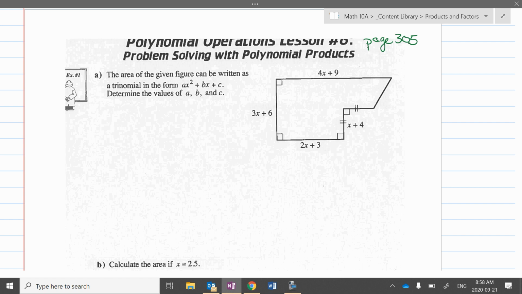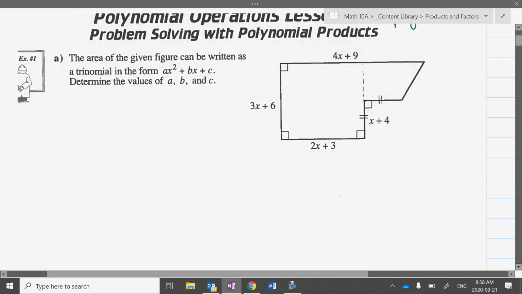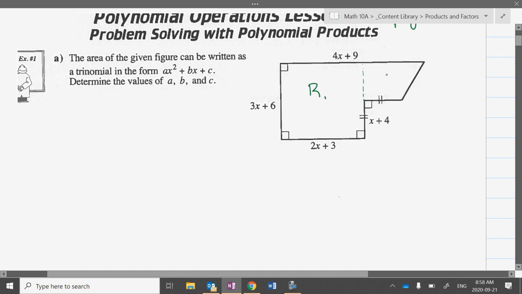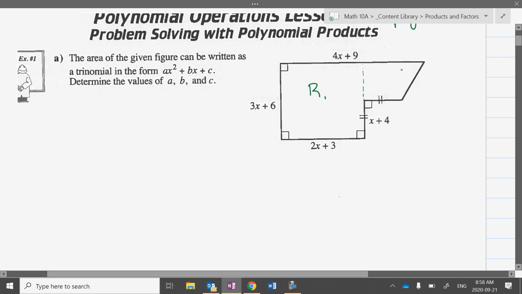On this one in particular, the shape's a little wonky. I wouldn't expect you to know all of the formulas that are going to be required here. So I'm just going to draw a line like this down here. This is going to be a rectangle. It looks like a square, but we don't want to make that assumption. What is that other shape? Does anyone know what that shape would be called? Like this box here. Go ahead, Khalil. Yeah, a trapezoid.